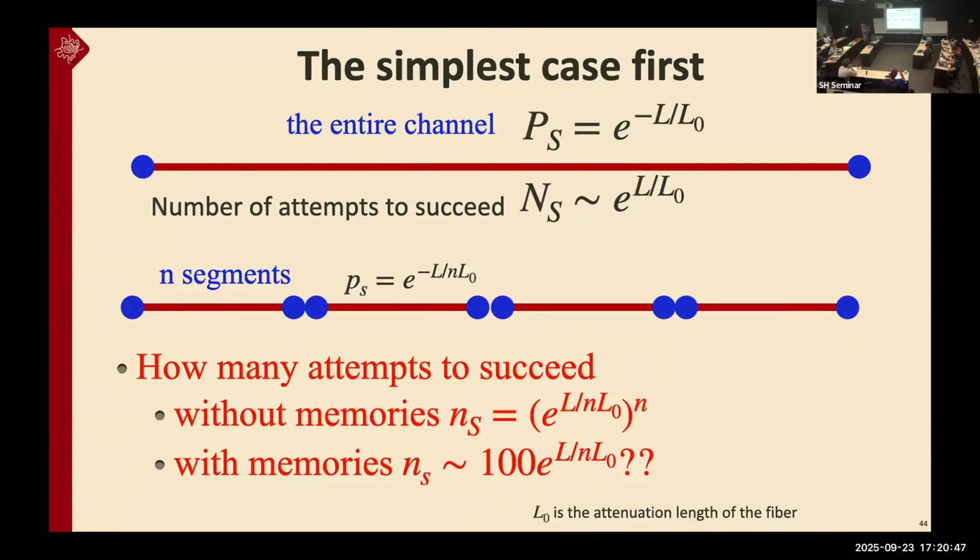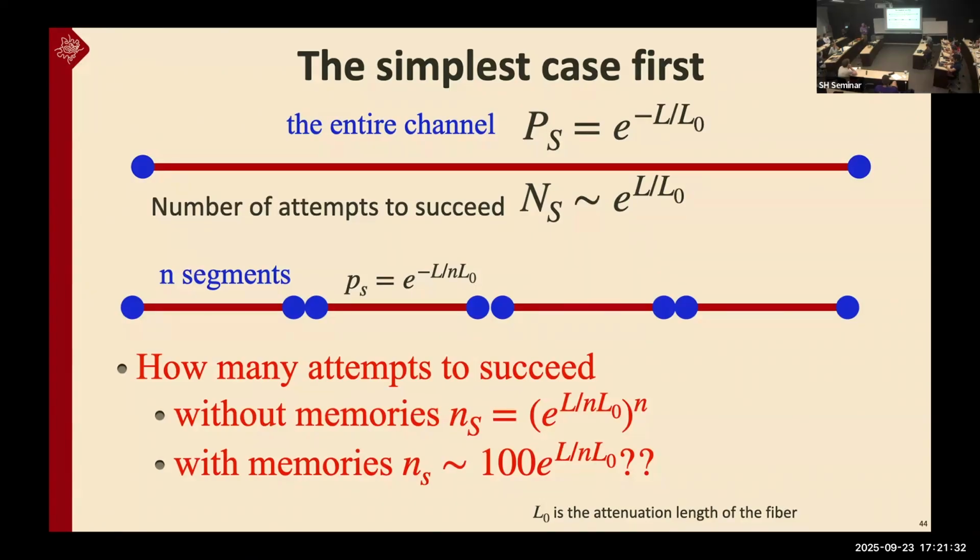Just crudely speaking, if the probability of getting this through is e to the minus L divided by L0, and I want a link, then on average I've got to try 1 divided by P times to get it through. So this scales as e to the L over L0. This is averages, a pretty crude measure. When I break it into segments, each segment is now e to the minus L divided by N L0. And so it comes down to how many times do I need to try? And it depends on what operations I have.